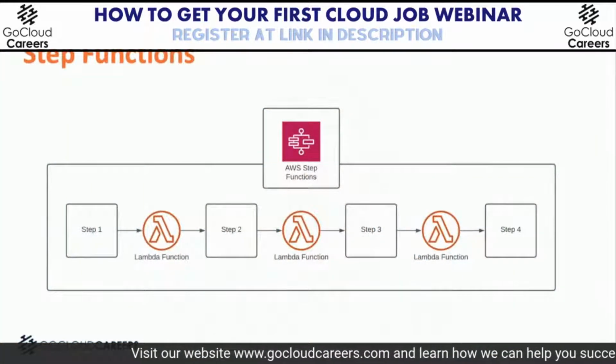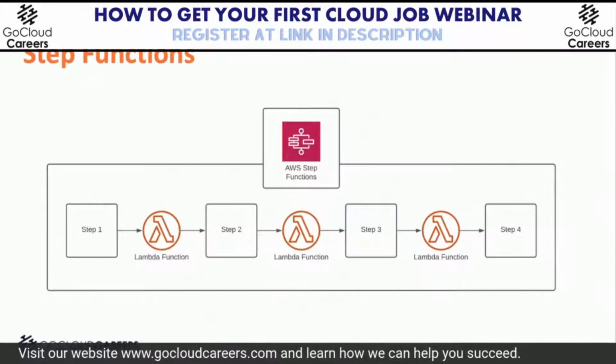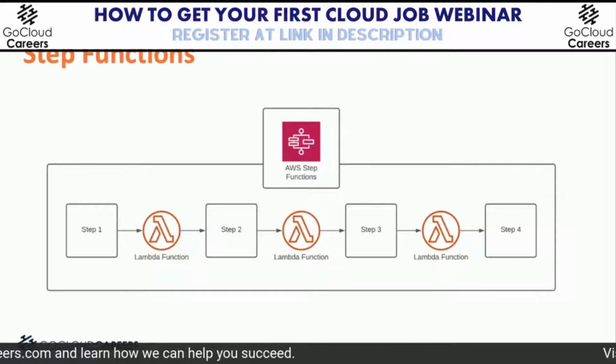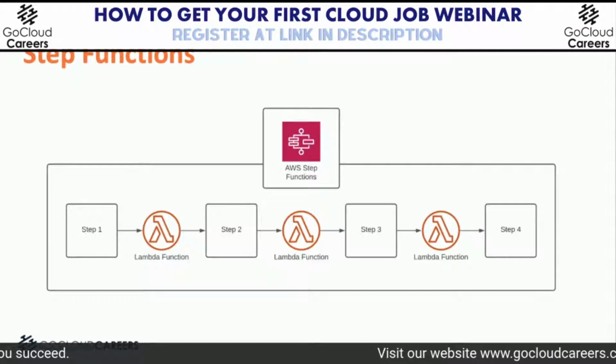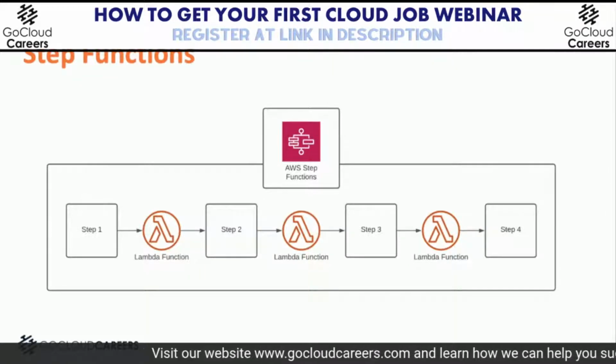So it looks like this, step functions. Step 1, Lambda function. Step 2, Lambda function. Step 3, Lambda function. And at the top, you can see that step function thing. That step function, all it's really doing is sequencing or scheduling them.